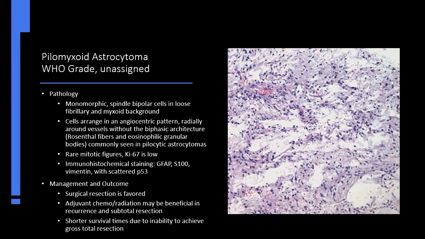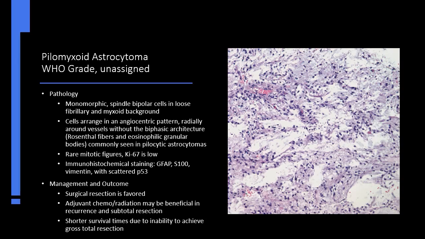Histologically, pilomyxoid astrocytomas consist of monomorphic spindle bipolar cells in a loose papillary and myxoid background. Cells are arranged in an angiocentric pattern radially around vessels. However, they lack the biphasic architecture with Rosenthal fibers and eosinophilic granular bodies that are commonly found in pilocytic astrocytomas.